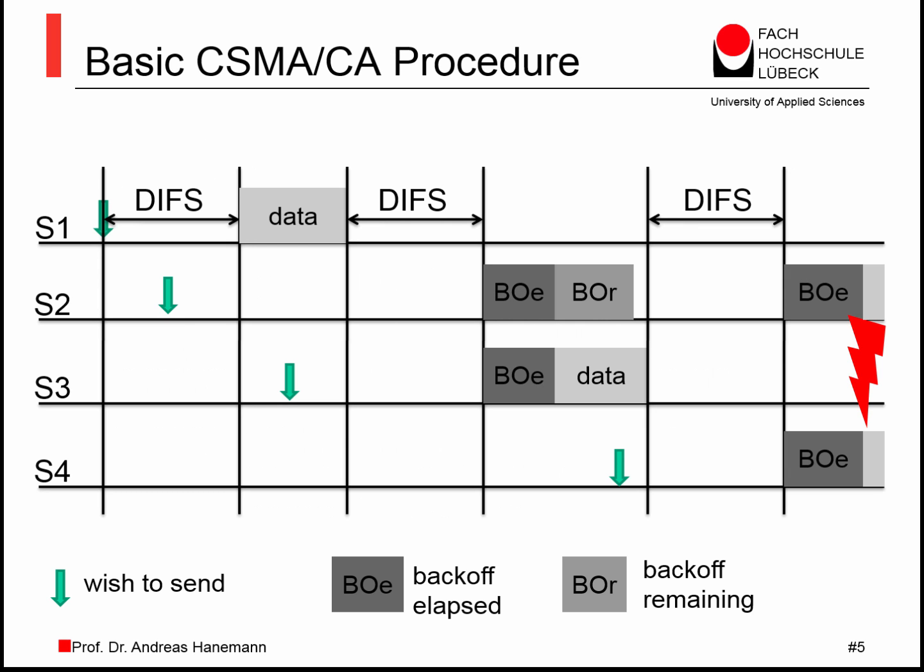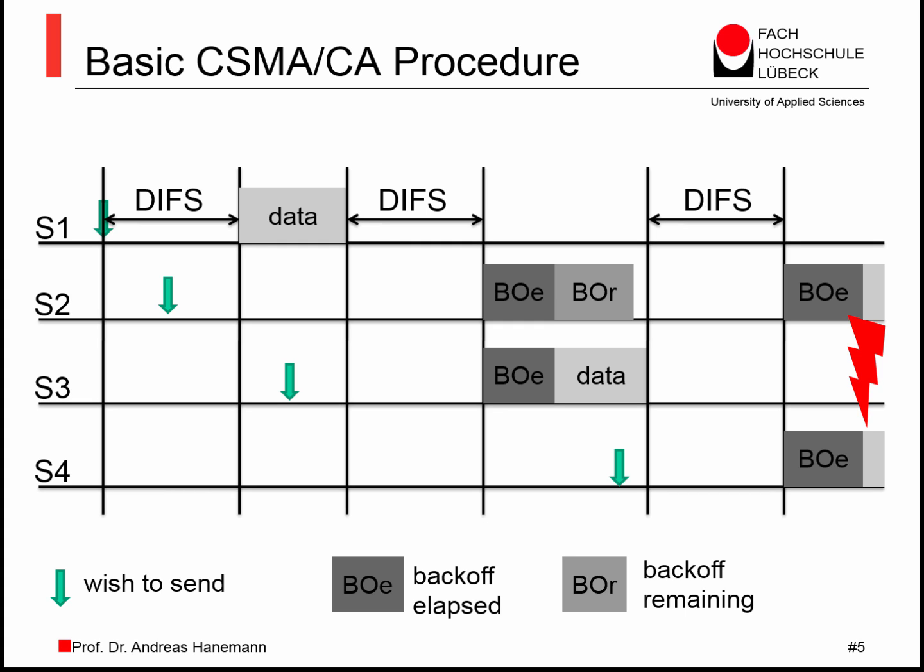Now I'm explaining an example. By the way, you can find examples like this directly in the standard documents. Here we have the stations S1, S2, S3 and S4. The green arrow indicates there is an internal provisioning of a data unit towards the MAC layer.